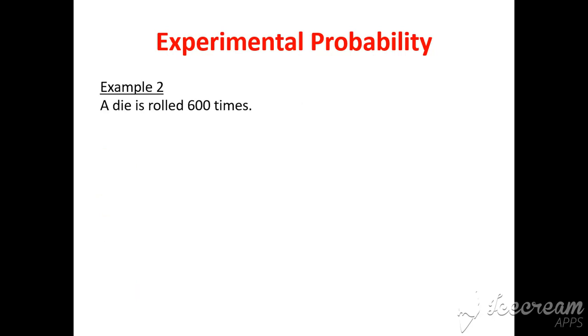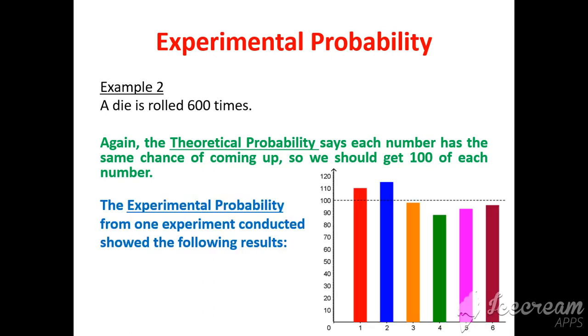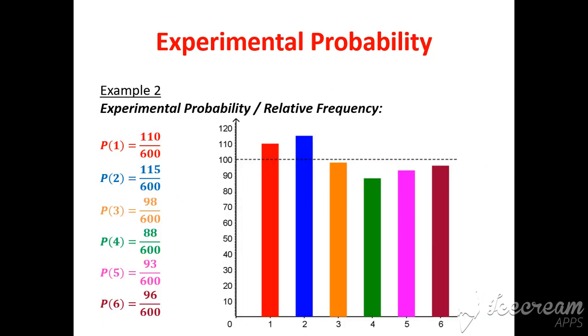All right, example 2, a die is rolled 600 times. So the theoretical probability says, once again, each number is equally likely, and so we should have the same chance of getting each number, so we should get 100 of each, 100 ones, 100 twos, 100 threes, 4s, 5s, and 100 6s. The experimental probability from one experiment conducted showed the following results. So let's look at this diagram in more detail.